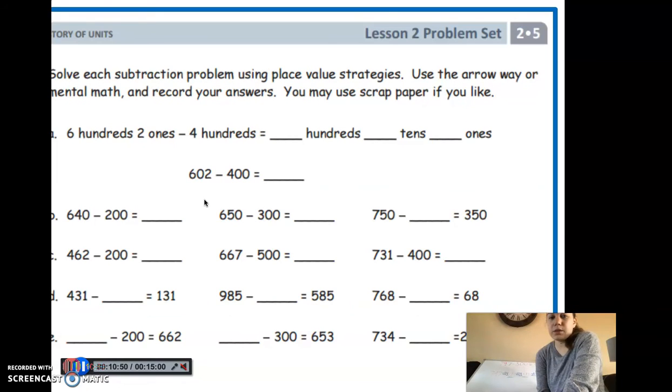Then for part 2, you're doing the same thing, but you're solving subtraction problems. Remember to use either your arrow way or you can use your place value charts to help you solve your problems. Good luck. You guys are going to do great. If you have any questions, you can hop on the Zoom call at 1 o'clock today and I can answer your questions.